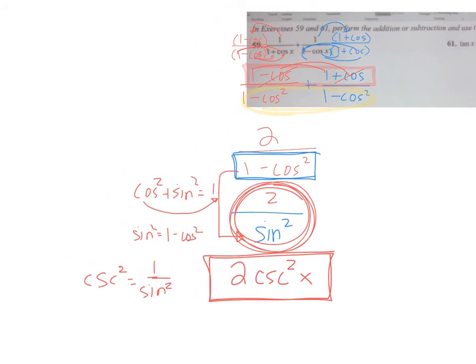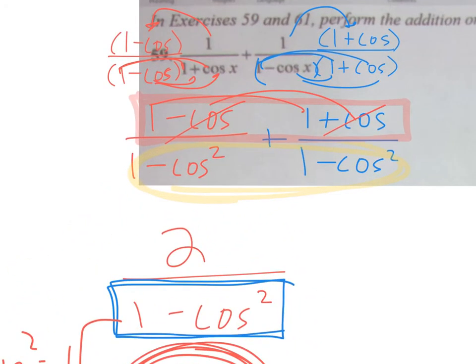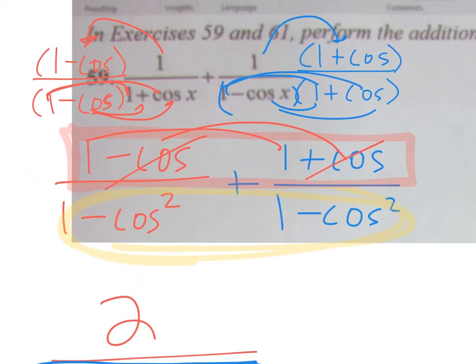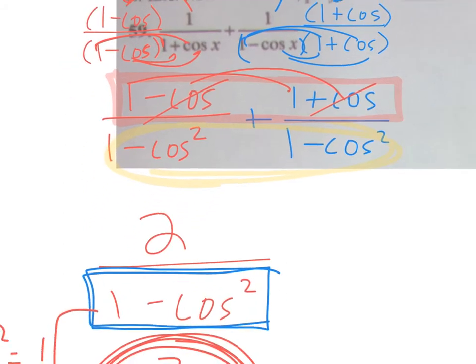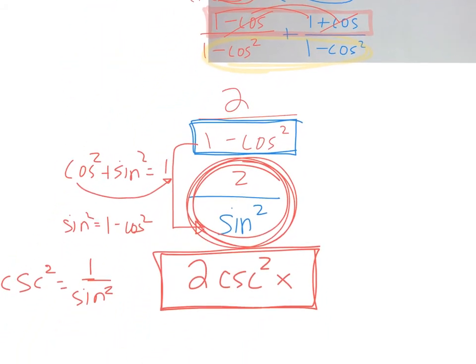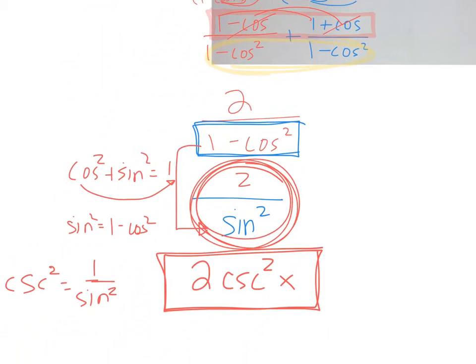So we employ the strategy of multiplying by the other one's denominator so that we can actually add these two fractions together. And then we do some trig stuff down there, and we get a nice simple answer.